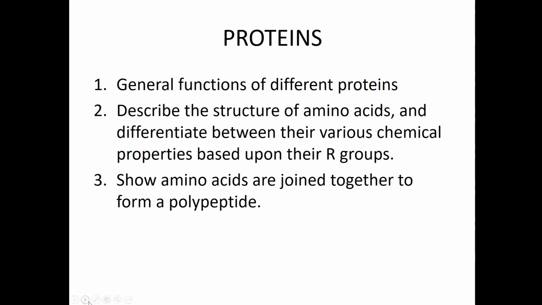Our learning objectives for the next few minutes are the following three things. At the end of our discussion, you should be able to list several key functions of different proteins. You should be able to explain the structure of amino acids and differentiate between their various chemical properties based upon their R groups. And then lastly, you should be able to show how amino acids are joined together to form a polypeptide chain. So we'll come back to these learning objectives at the end. I want to make sure that these key concepts are solid.